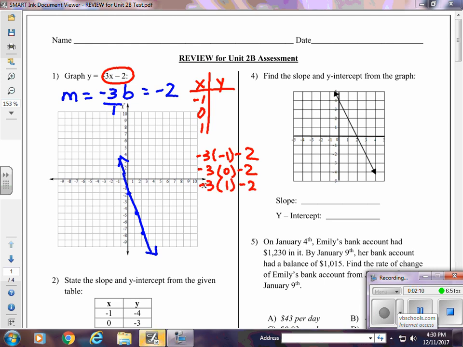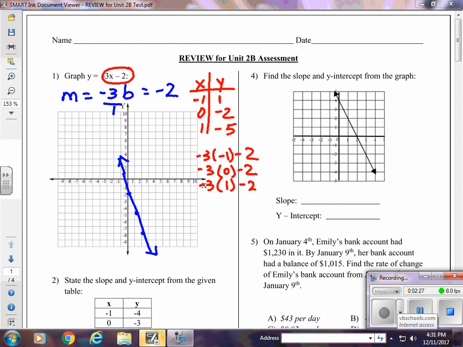Okay, so negative 3 times negative 1 is a positive 3. 3 minus 2 gives you a 1, so negative 1, 1. Negative 3 times 0 is 0. 0 minus 2 is negative 2. Negative 3 times 1 is negative 3. Negative 3 minus 2 more is negative 5.